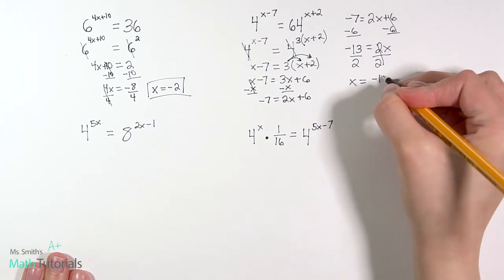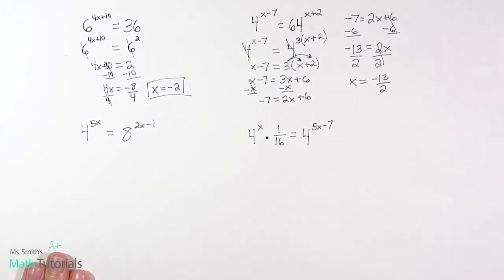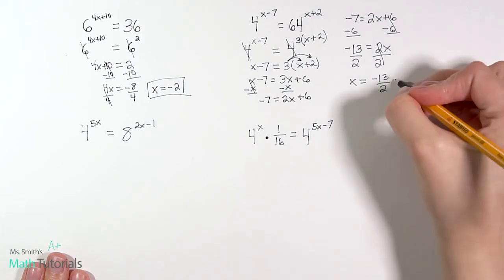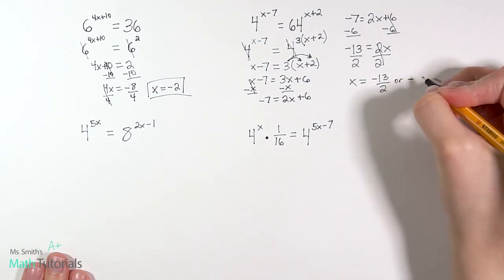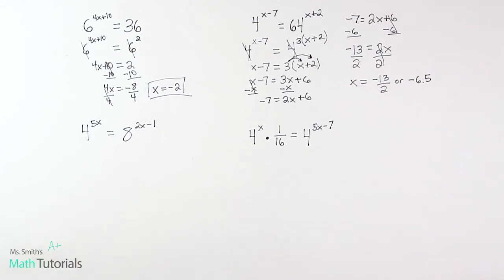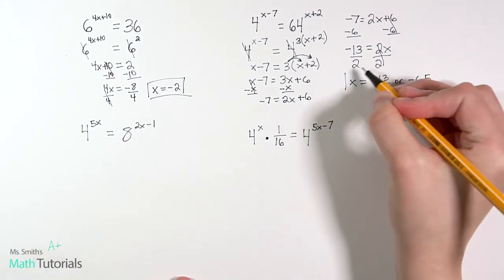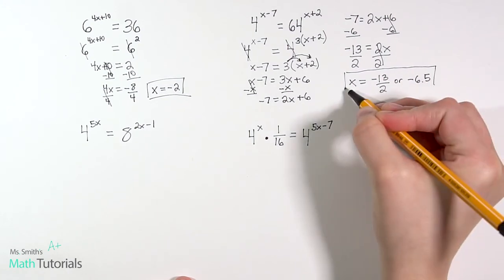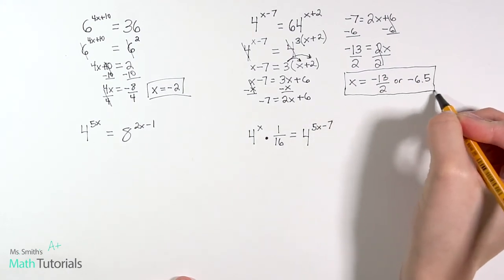Ooh. Is it all right to have a fraction? Absolutely. And if you'd rather deal with the decimal, sometimes it's easier to do a decimal. This would be negative 6.5. So either one, totally fine. This would be our answer in either the decimal or the fraction form.